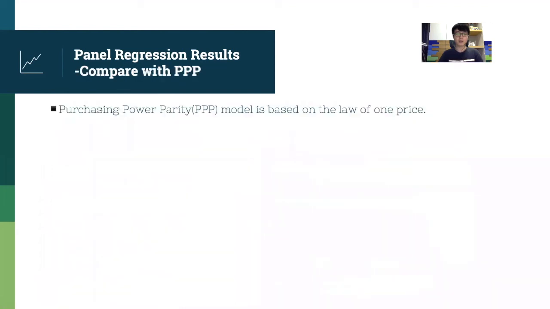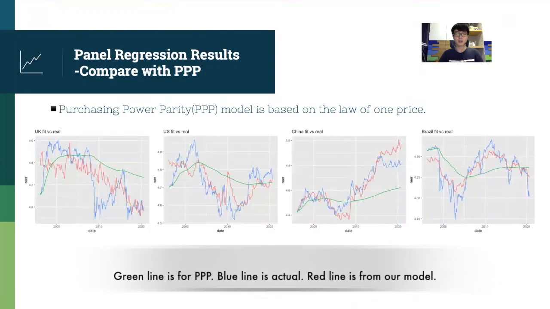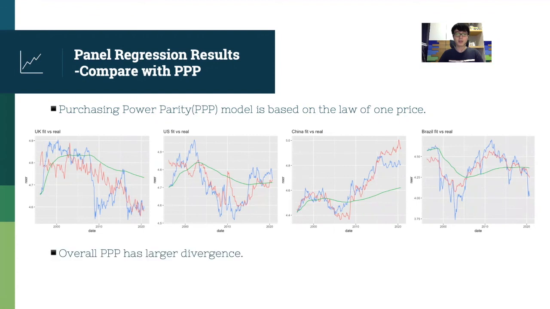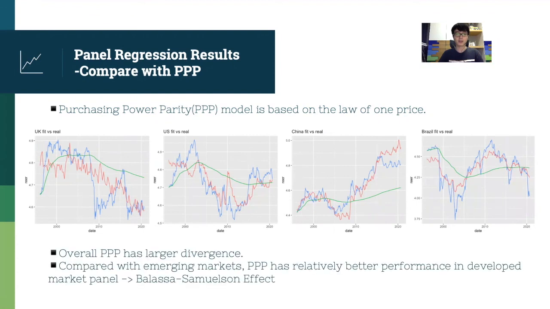Next, we want to compare our model with the popular purchasing power parity model, namely PPP. The PPP model is based on the law of one price. Literally, exchange rates will evolve to make identical goods cost the same in all countries when priced in a common currency. The plotting result shows that PPP has a larger divergence compared with our own model, especially for China. But it has relatively better performance in developed markets. This is because PPP is not able to address the Balassa-Samuelson effect.